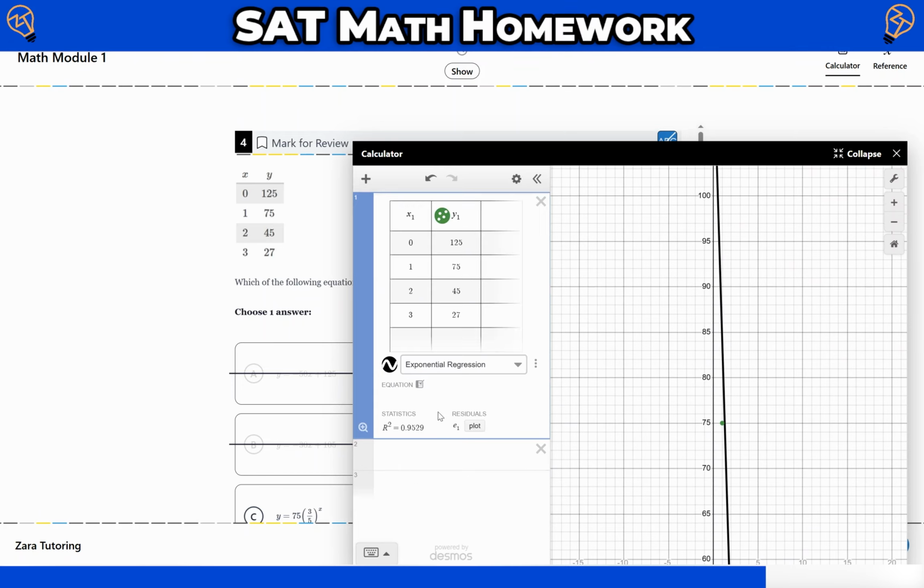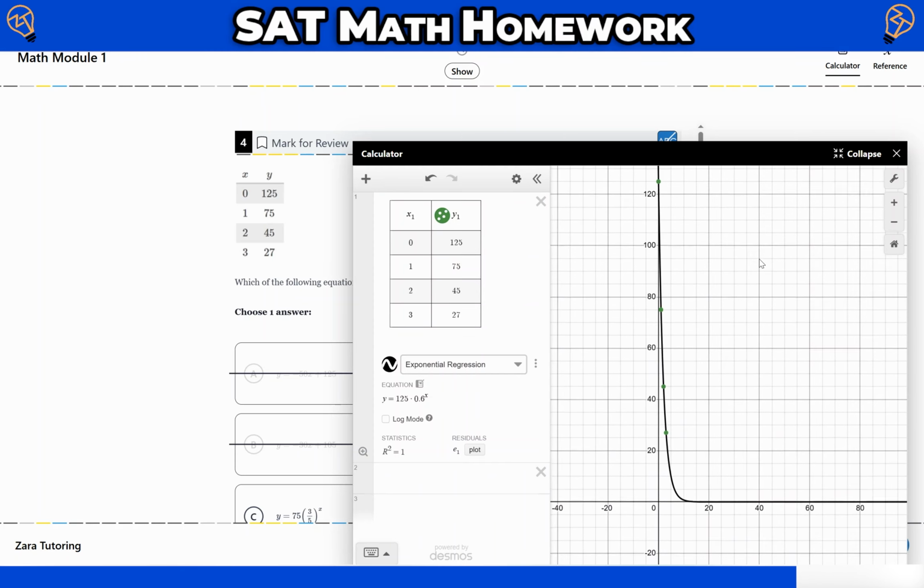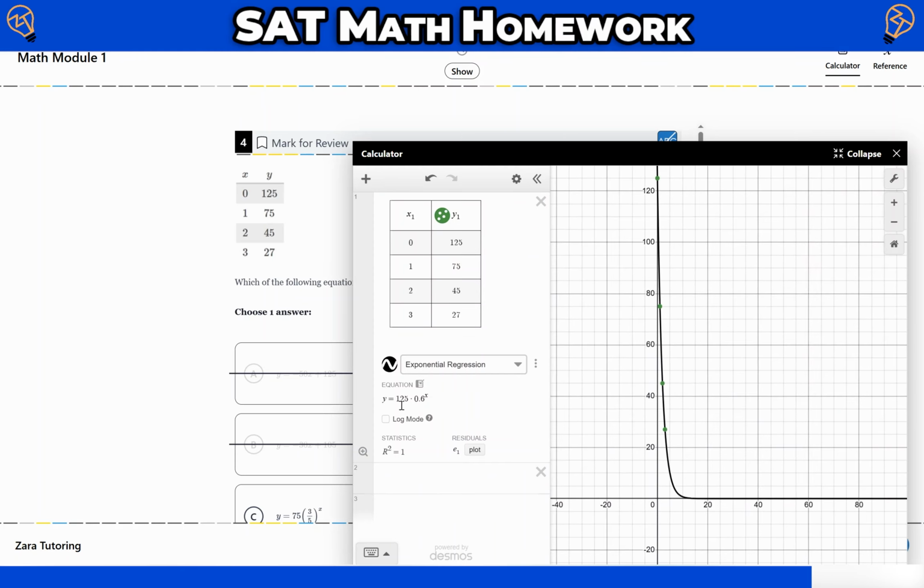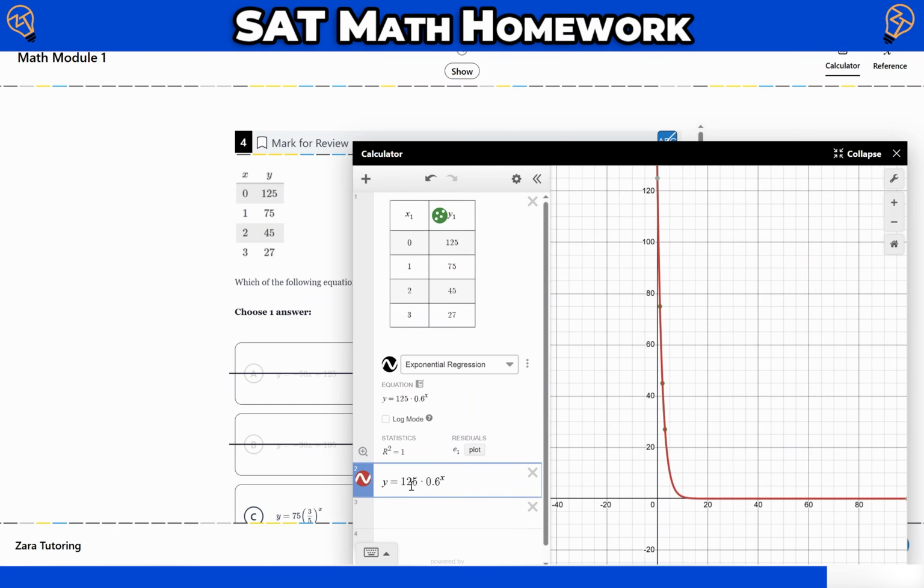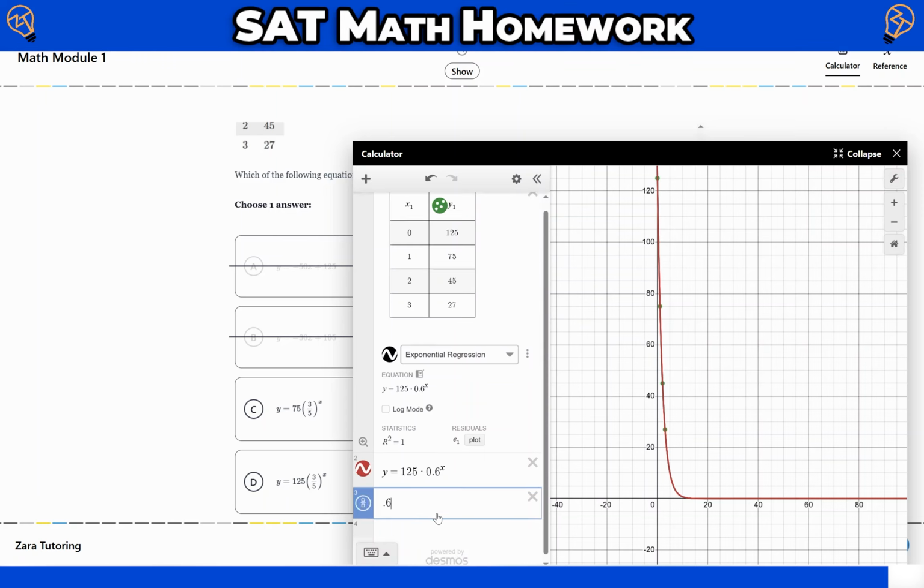So now let's go to exponential here, and you can see that in this case, it's doing a much better job. And we can even see the equation. We can click here, and it'll go down here as well. And let's compare that with option D, which was the 125 times 0.6, which we could type right here, and we could see as a fraction is 3/5. Again, matching perfectly with D.